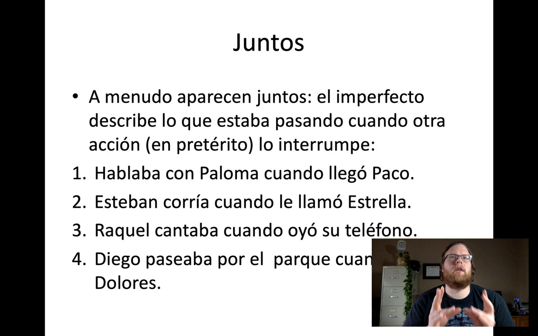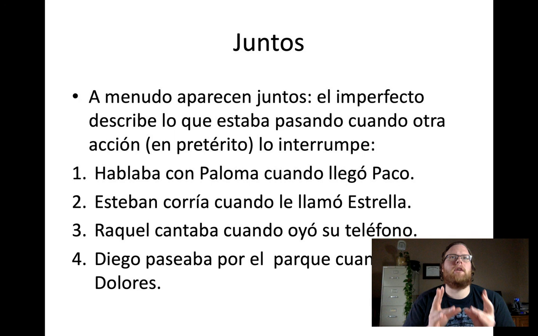O Raquel cantaba cuando oyó su teléfono. So, do we know how long Raquel had been singing? Do we know when she started? No. Just that vague. She was singing. And then at one specific moment in time, and that's why we've got our preterite with the verb oír, oyó, she heard her phone at a specific moment in time.